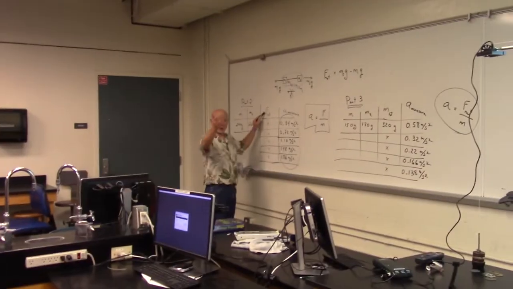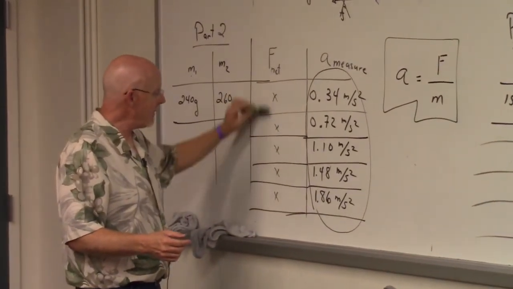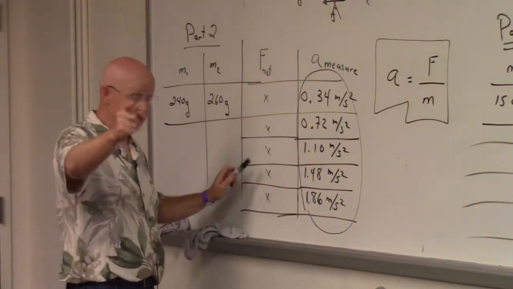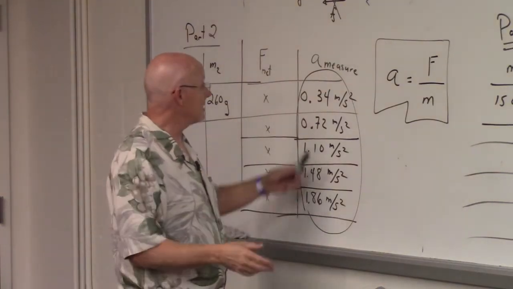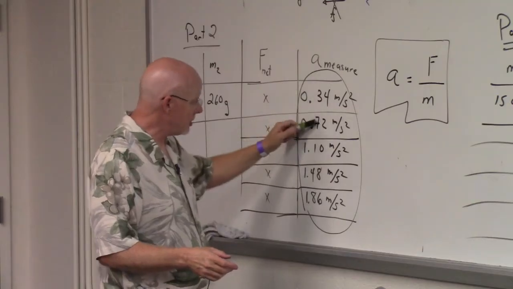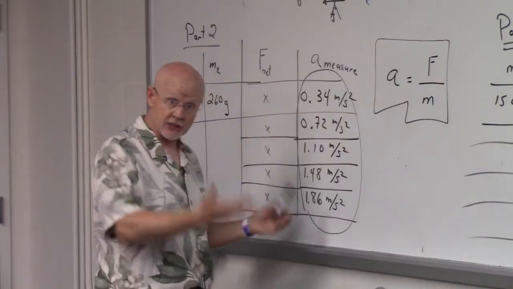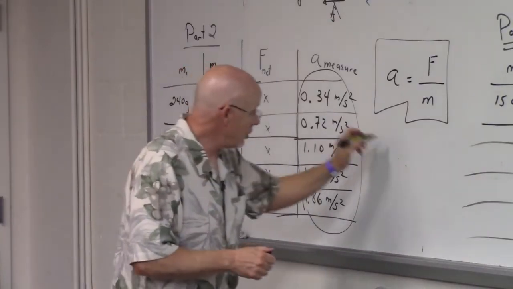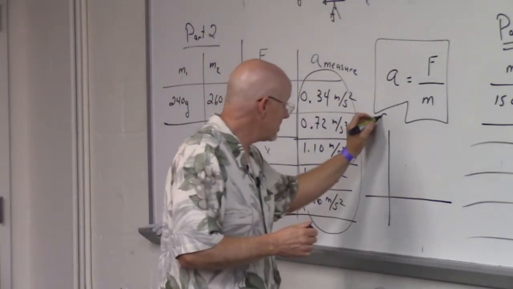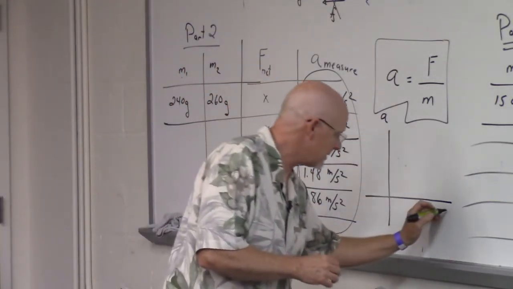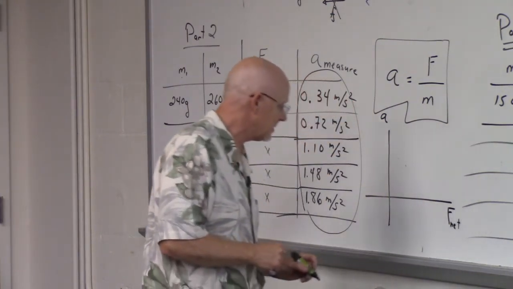Change the X column into net force and type in these 5 values that you calculated earlier on. And then change the y-axis into acceleration and type in these values that we measured together. And your graph then should look a little bit like this. You should have acceleration on the vertical axis and net force on the horizontal axis.